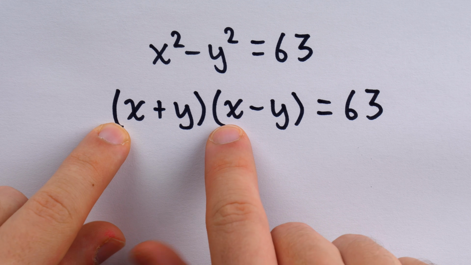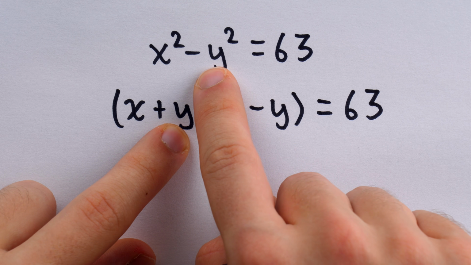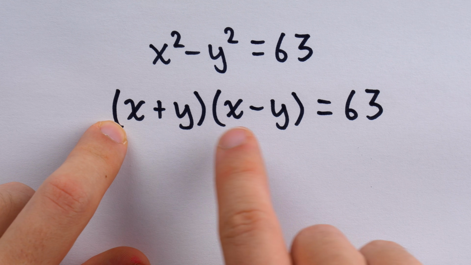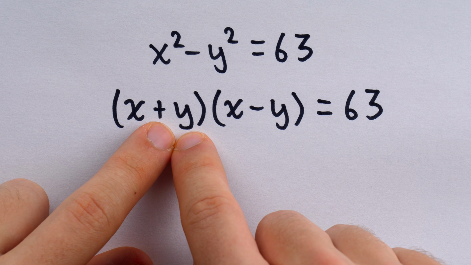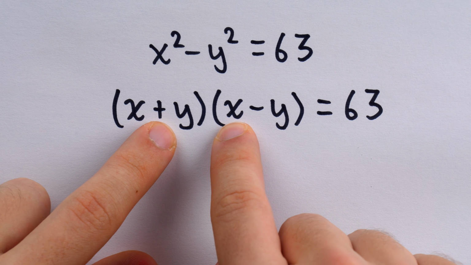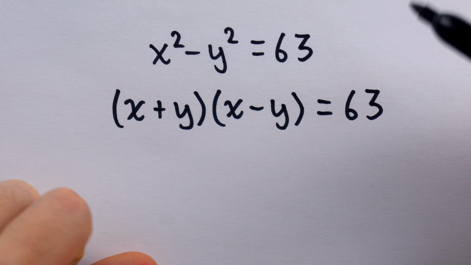You'd get x times x, which is x squared, and you'd get y times negative y, which is negative y squared. The only other stuff would be x times minus y, which is minus xy, and y times x, which is xy. So the two things would cancel out. We'd just be left with x squared minus y squared.